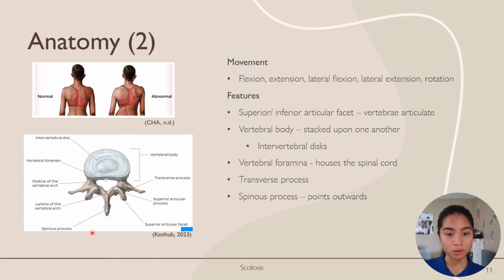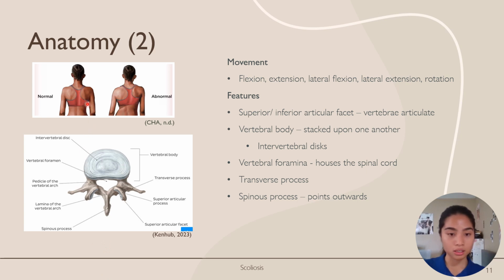I'll use this one for reference. So over here are the superior articular facets, where the vertebrae articulate. Over here are the vertebral bodies, where the vertebrae stack upon one another, and in between are the intervertebral discs. The vertebral foramen houses the spinal cord, and there are the transverse process and the spinous process, which points out posteriorly.